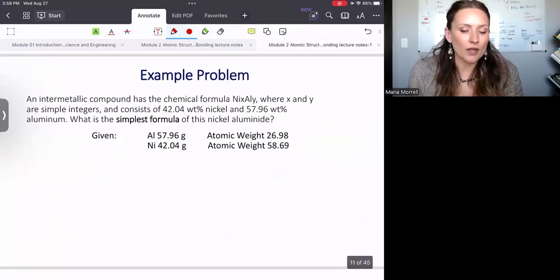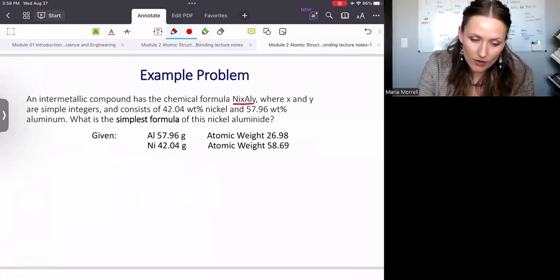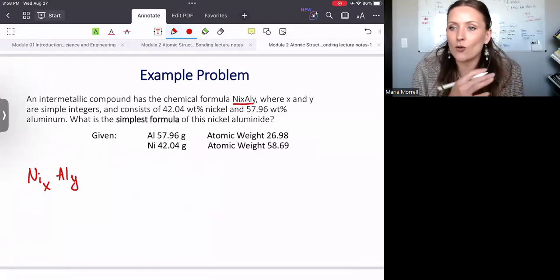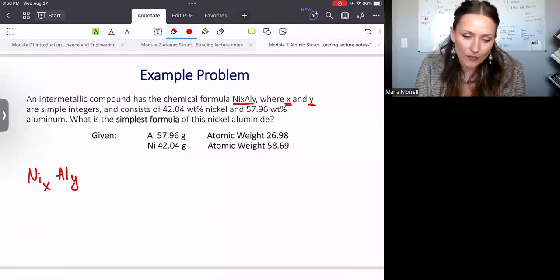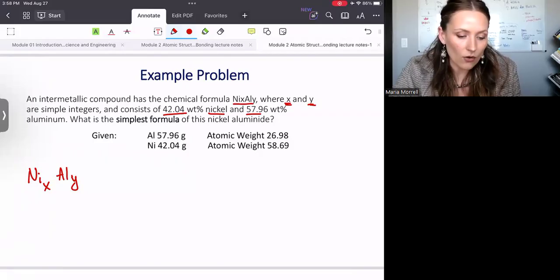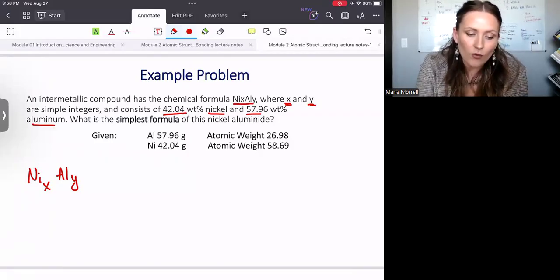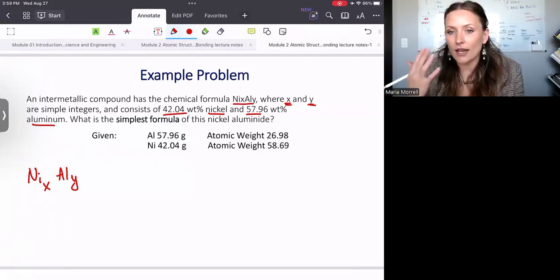Let's do one more exercise, which is very similar to the one that we solved above. So we have an intermetallic compound and it has the chemical formula of this. I love it. It's nickel X aluminum Y. We don't really know what X and Y are, and obviously this is what we want to find out, but we do know that X and Y are simple integers. Now we know that this compound consists of 42 weight percent of nickel and roughly, I'm just rounding it up, 58 weight percent of aluminum. Now, what is the simplest formula of this nickel aluminide?